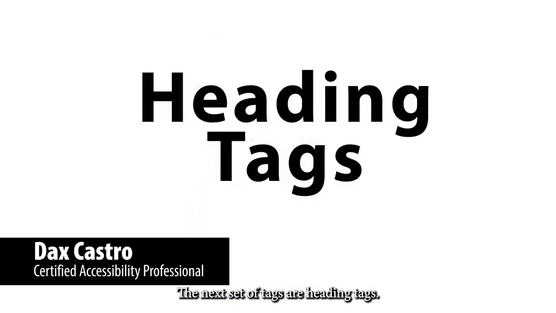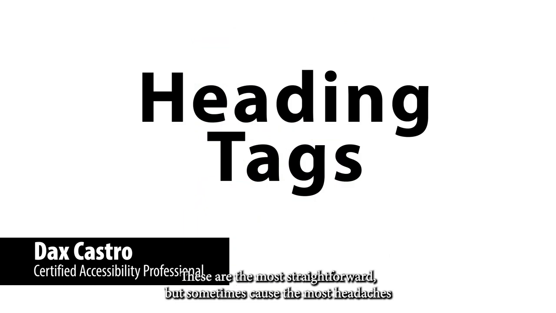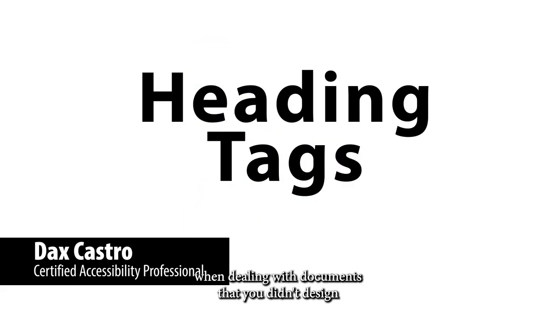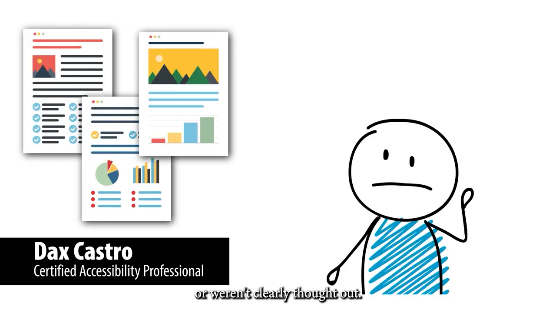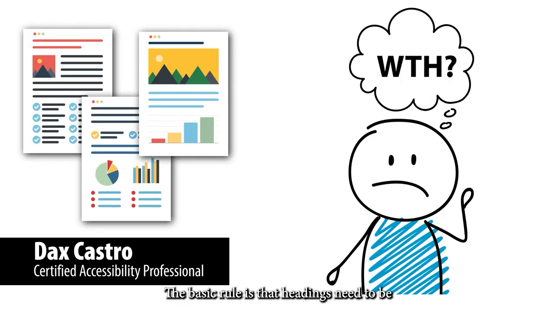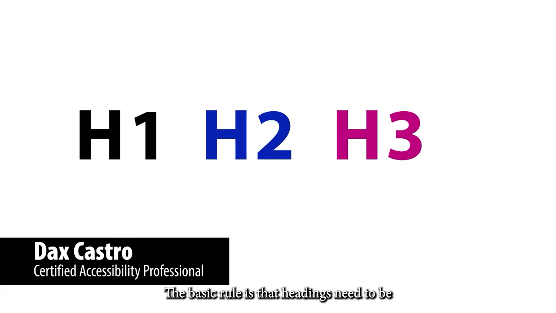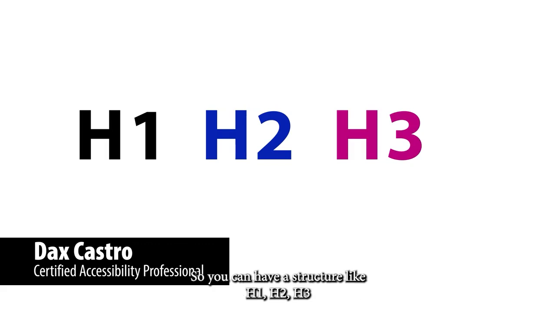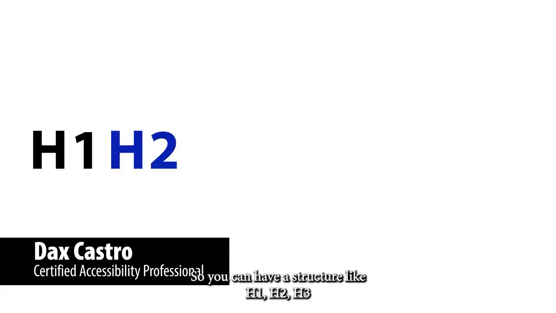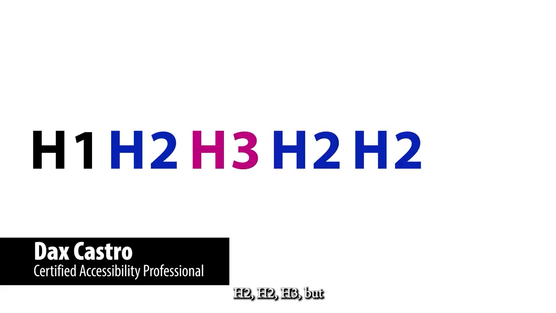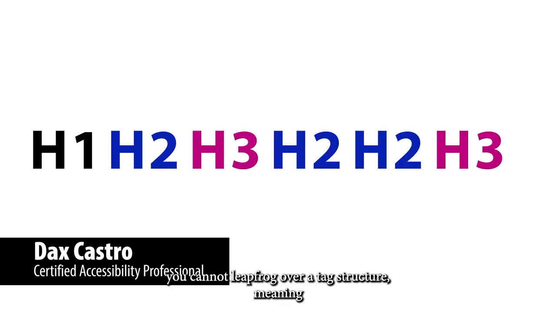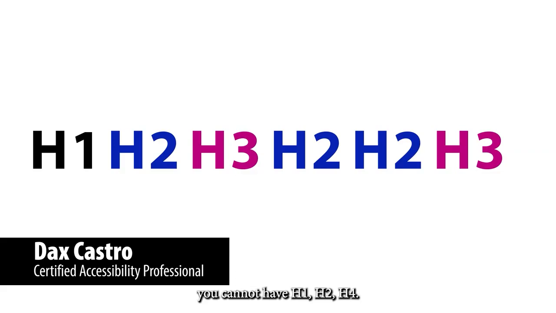The next set of tags are heading tags. These are the most straightforward, but sometimes cause the most headaches when dealing with documents that you didn't design or weren't clearly thought out. The basic rule is that headings need to be in a logical order and cannot skip over tags. They can, however, step back. So you can have a structure like H1, H2, H3, H2, H2, H3, but you cannot leapfrog over a tag structure, meaning you cannot have H1, H2, H4.